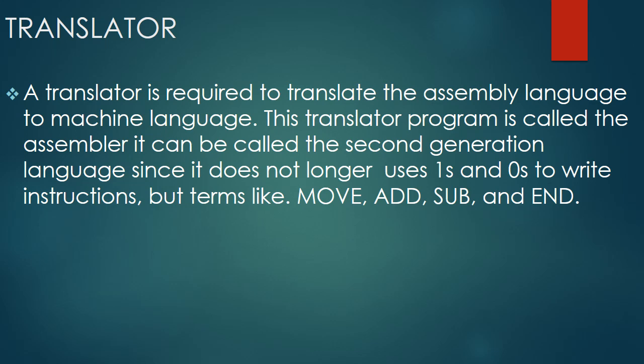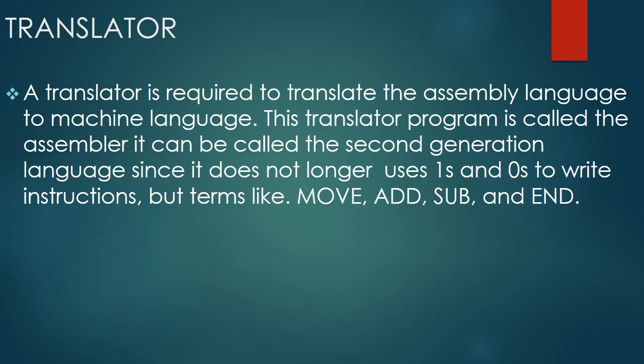It can be called the second generation language, since it no longer uses 1s and 0s to write instructions and data into the computer system in regard to programming. This is the improvement that we have in low-level language, whereby they provided an assembler so that it will provide terms like MOVE, which is move, which each and every one will be able to pronounce, ADD, which is add, then SUB, which is sub, and END, which is end.